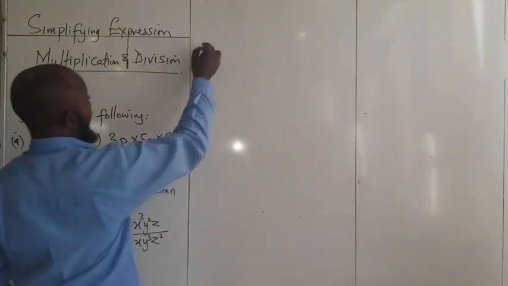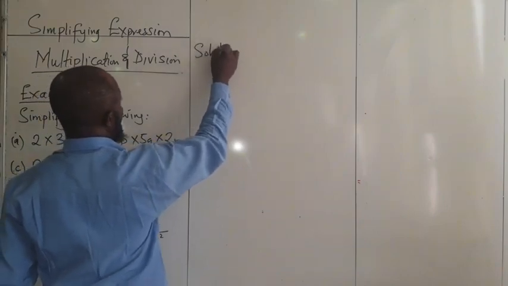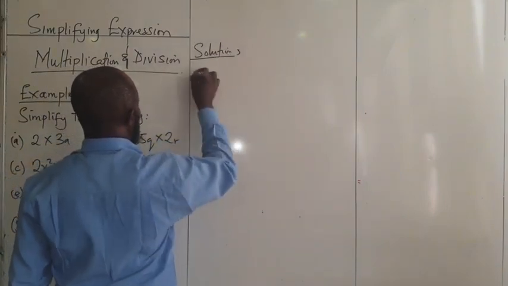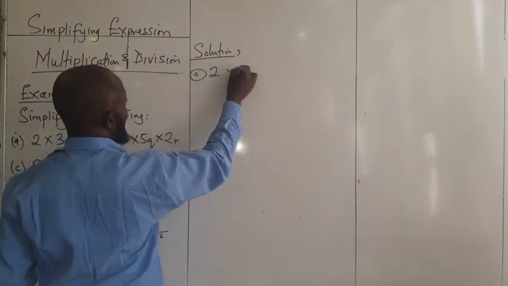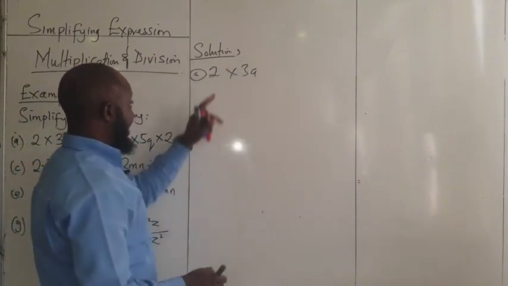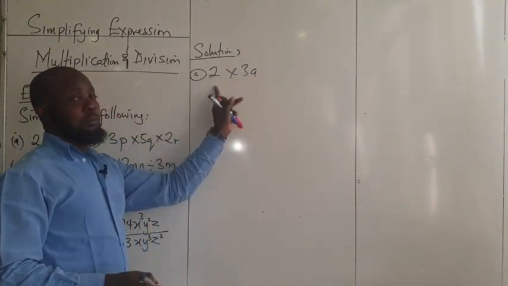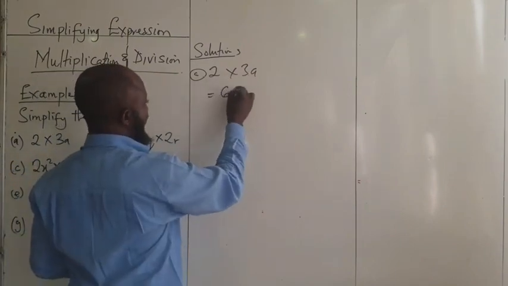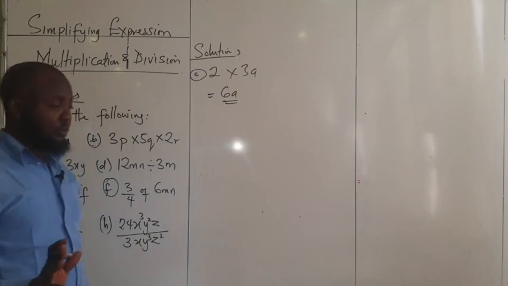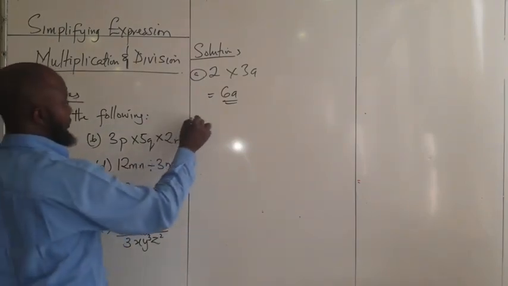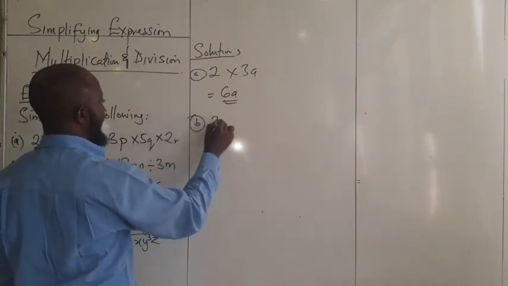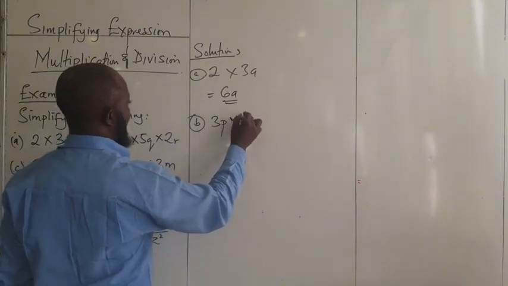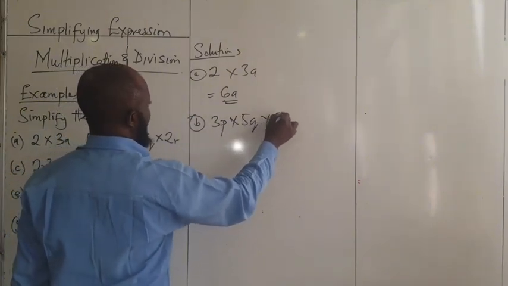So the first one, to solve this. The A, we have 2 multiplied by 3A. So this is a term, this is a term. We are multiplying them together. So that means 2 times 3 gives us 6A. That is straightforward. Then for B, we have 3P multiplied by 5Q multiplied by 2R.